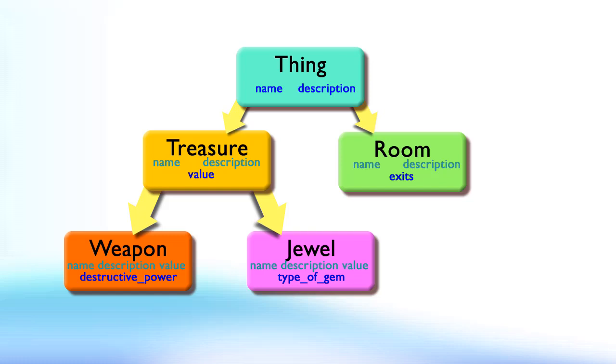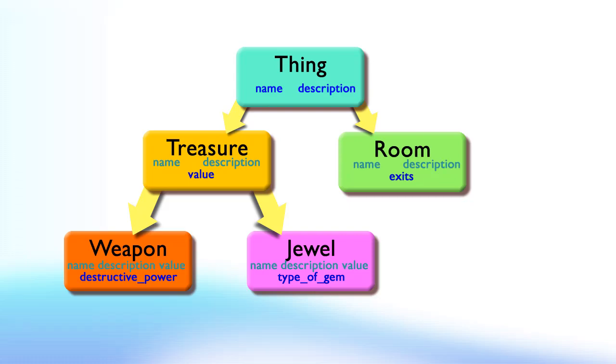So now this is the situation. I have a jewel and a weapon, which are special types of treasure. I could say that the jewel, the weapon, and the treasure classes are also special types of thing, because the thing class is their ultimate ancestor.